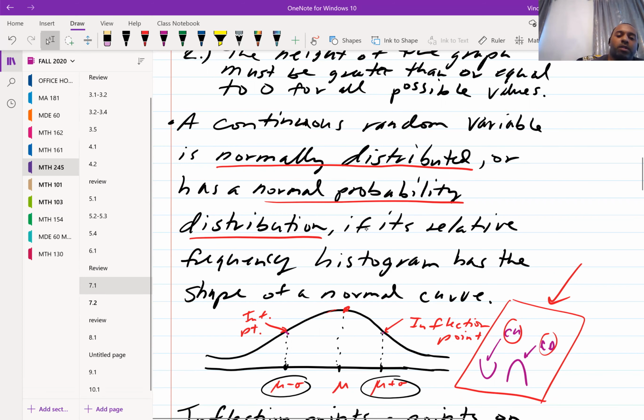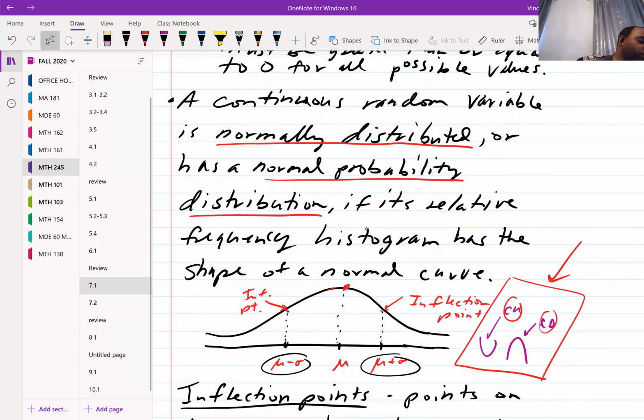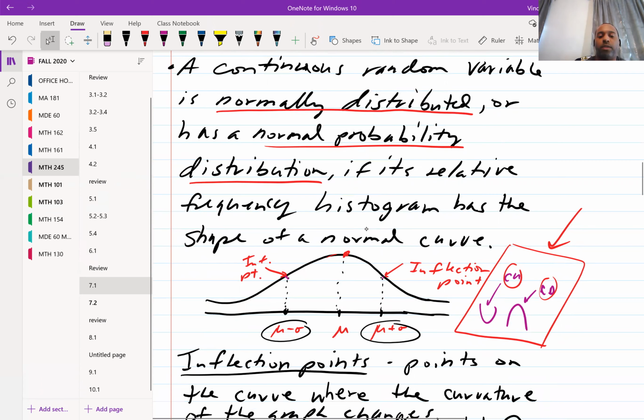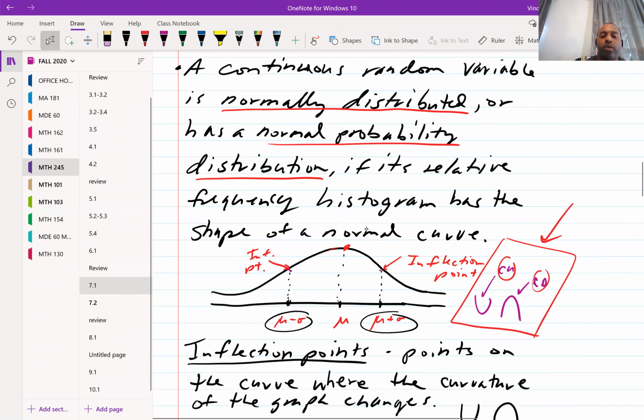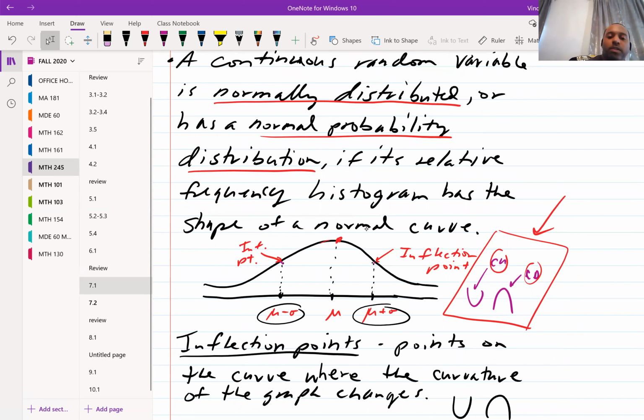As far as the normal curve, we have our mean in the middle. And we have inflection points to the right and to the left of the mean. Inflection points are just where the curvature of the graph changes, whether it goes concave up or concave down, basically being a U or an upside down U. Whenever you add the standard deviation to the mean or subtract the standard deviation from the mean, you will have inflection points. Like I said, that's just where the curvature of the graph changes.